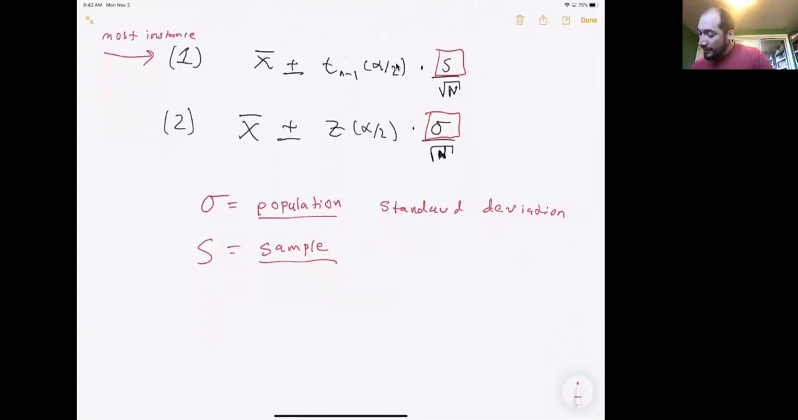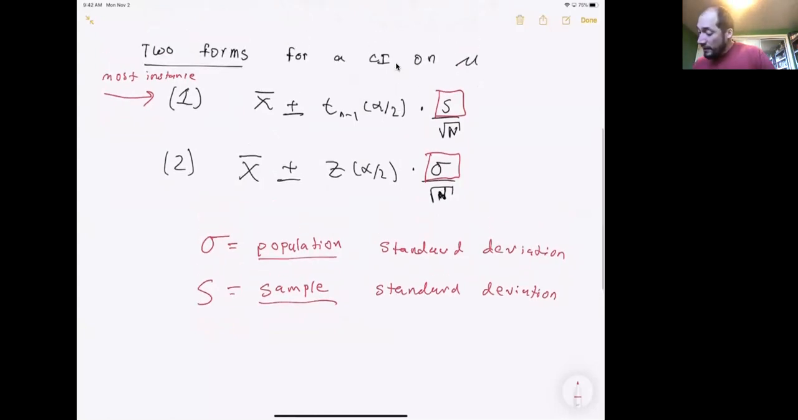So this one is sample standard deviation. And the key is that it is calculated from your sample data. Okay. Then Zach said that there's one other thing. This has a normal distribution, whereas this one comes from a t-distribution.